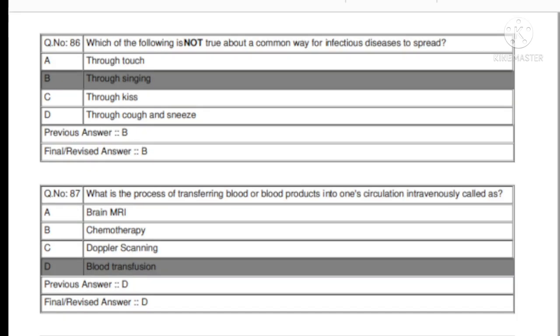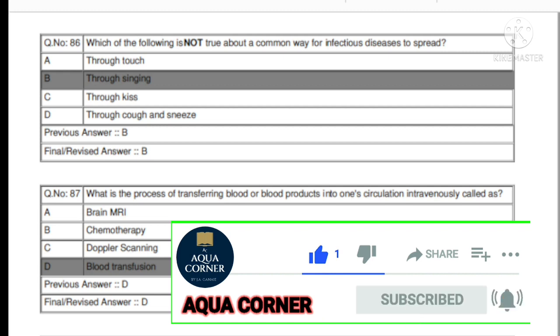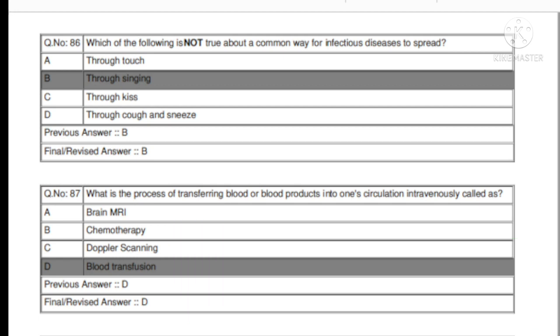Question number 86. Which of the following is not true about a common way for infectious diseases to spread? A. Through touch. B. Through singing. C. Through kiss. D. Through cough and sneeze. So we have to find out which of the following is not true about a common way for infectious diseases to spread. That means we have to eliminate those items through which infectious diseases spread.